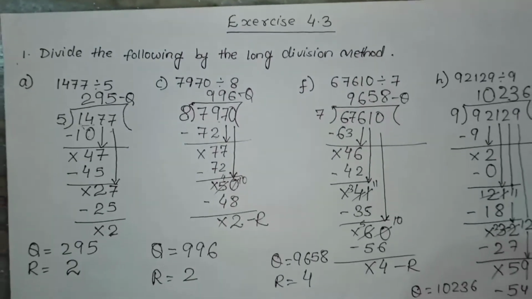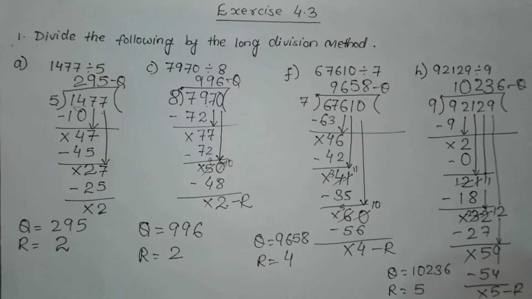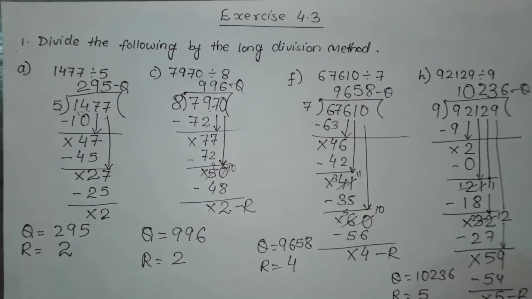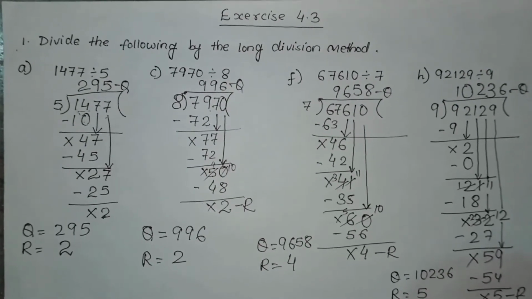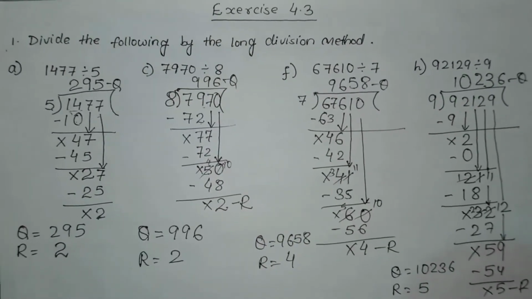Divide the following by the long division method. So this was very easy, and this time a remainder was there. So you have to do it step by step, and it will become very easy for you. Now let's see how to do question number 2.